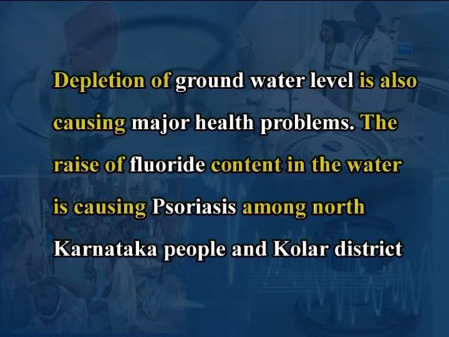The rise of fluoride content in the water is causing psoriasis among North Karnataka people and also in Kolar district. Psoriasis is found even among pregnant ladies, which is affecting their womb. Goiter is another disease which is commonly found among coastal Karnataka people.